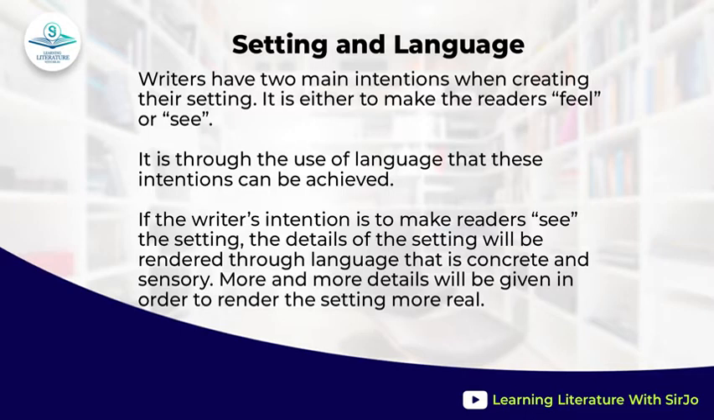So these are the two main intentions of writers whenever they are writing and creating their setting. They intend to make readers see or feel the setting that they are creating. And this can be done only through the use of language. In that, if the writer intends to make readers see the setting, then he is supposed to give details of the setting, and the language that the writer would use should be concrete and sensory, because it is through concrete language and sensory language that writers can help readers see their setting.